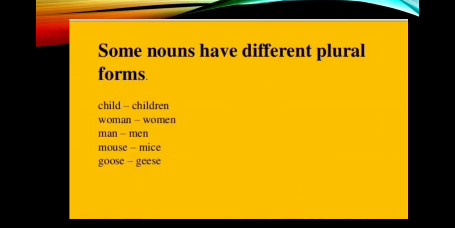Now, some nouns have a different plural form. It means these plurals do not follow the given rule. Let's see examples: child, children; woman, women; man, men; mouse, mice; goose, geese.